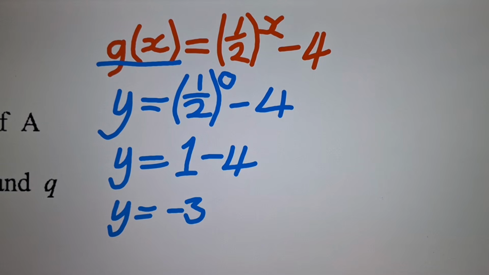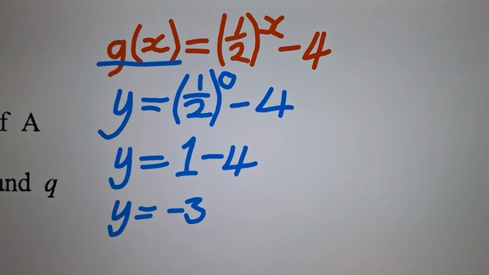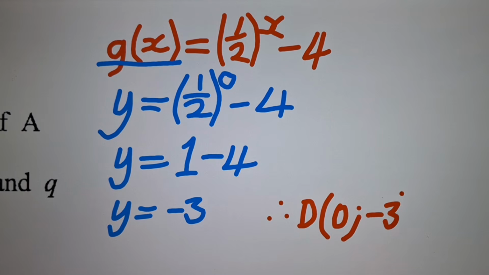Therefore the coordinates of D in this case: our x is 0, then our y is negative 3. Then you're done. This is very simple. As long as you know it's the y-intercept, you substitute 0 in the place of x, then you're going to be able to solve it very easily. Then this is the answer. We are done with point D.